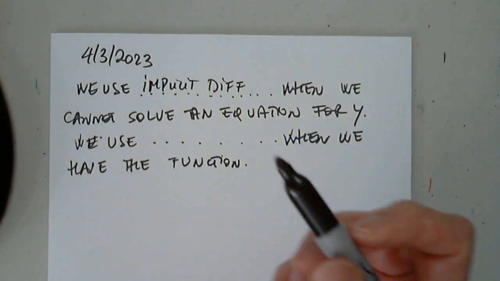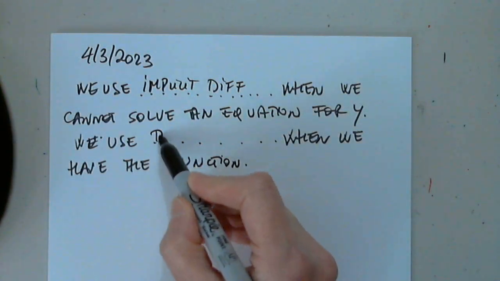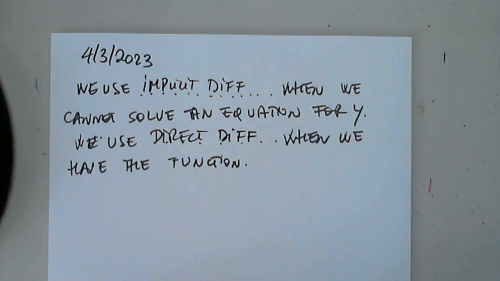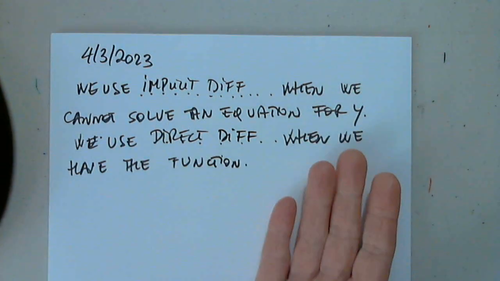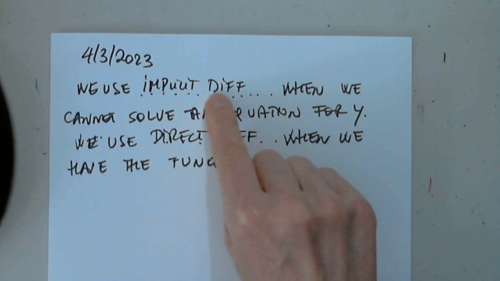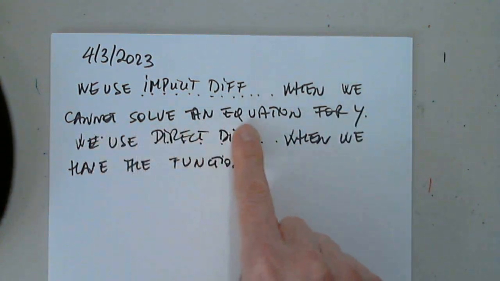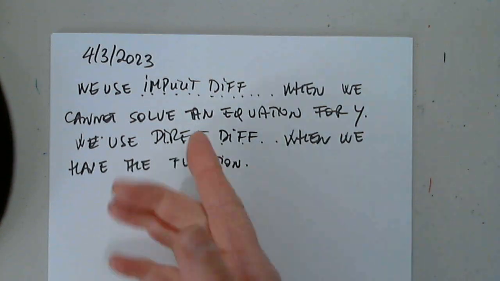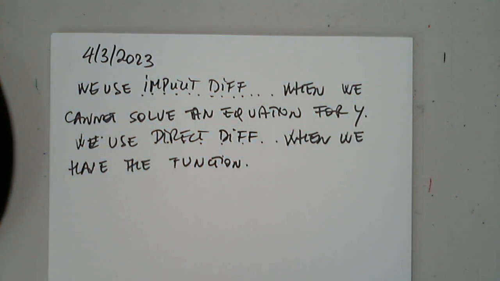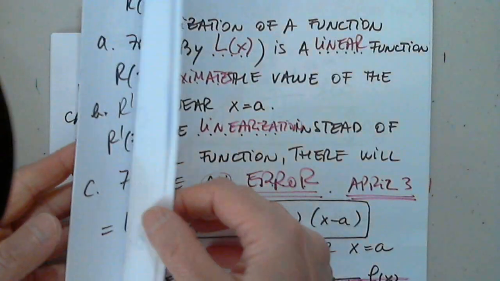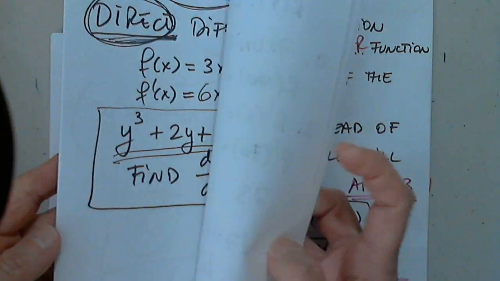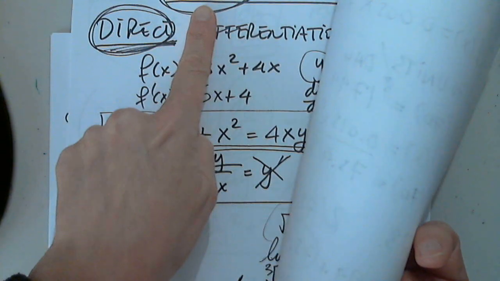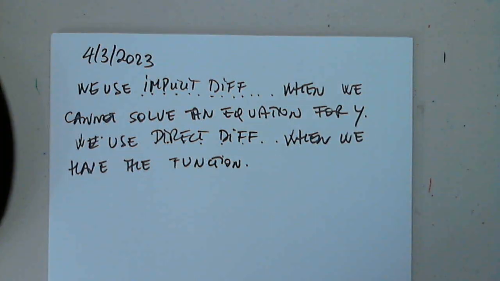And the second one? Is it direct? Very good. Yes. Absolutely. We use direct differentiation when I'm given the function, and we use implicit when I cannot solve. If I can solve, I can still use direct. But if I cannot solve, like in this case, I cannot solve for y. So I have to use implicit. Very good. Thank you so much.